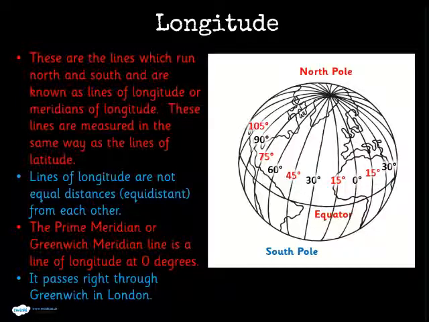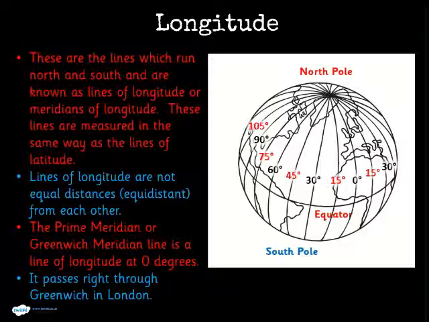Now let's look at the lines of longitude. Remember, long, if you think of a long person, you measure them from head to toe, which means from top to bottom. That's how we remember the word longitude. These are the lines which run north and south and are known as the lines of longitude or meridians of longitude. That's another name for the lines of longitude.